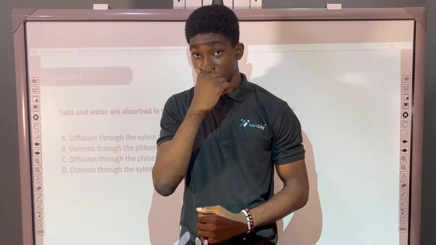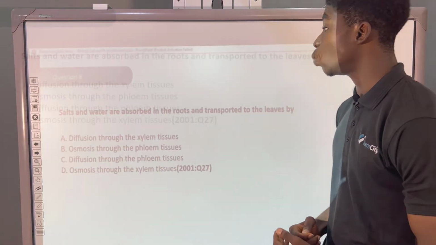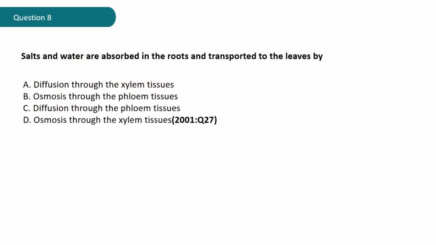Question 8. Salts and water are absorbed in the roots and transported to the leaves by A. Diffusion through the xylem tissues, B. Osmosis through the phloem tissues, C. Diffusion through the phloem tissues, D. Osmosis through the xylem tissues. That question is from the year 2001, and that's question 27.